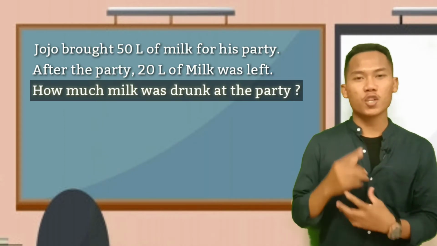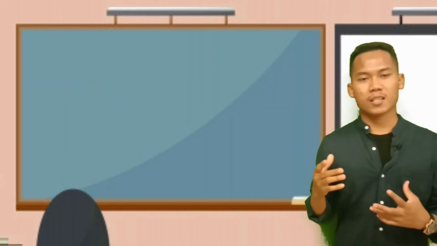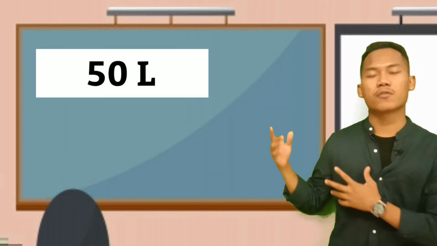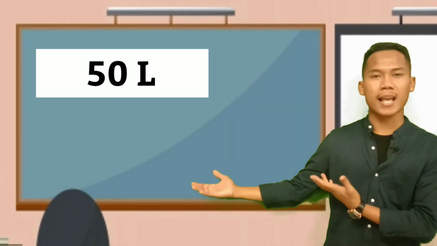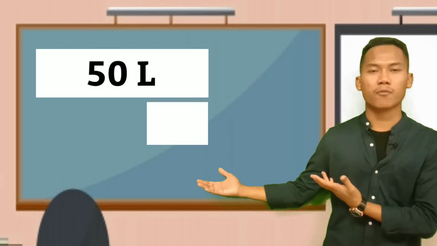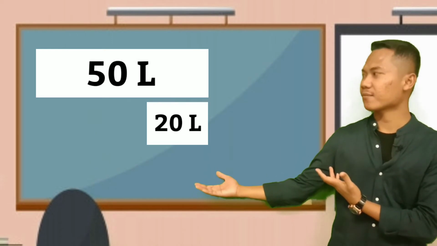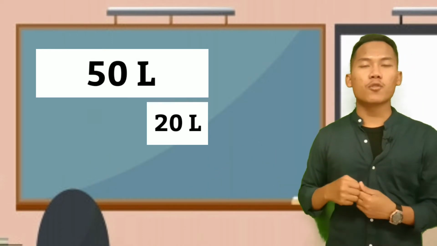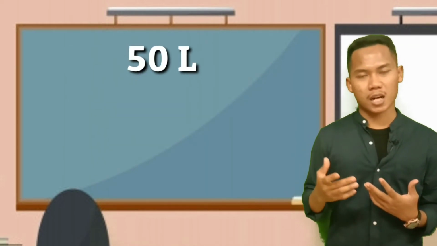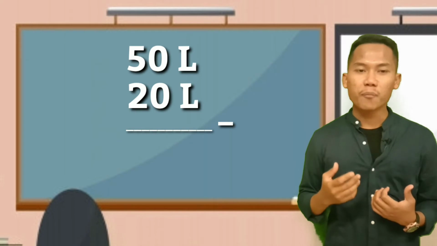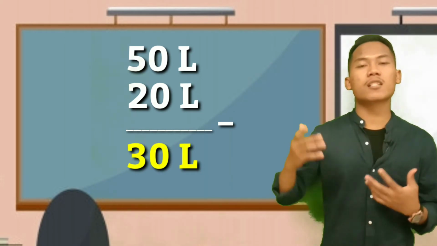So, you can use a bar model to find the answer. First, we need to draw a bar of 50 liters of milk. So this is the bar, 50 liters of milk. And then second, you can make a bar for 20 liters of milk. So you need to draw this. Then, to find the answer, you need to subtract: 50 liters minus 20 liters of milk. So, the answer is 30 liters of milk was drunk.